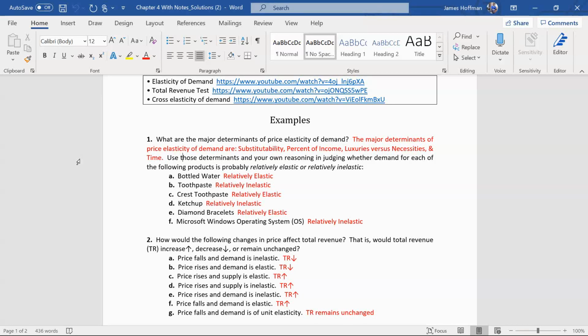Okay, let's use these determinants in our own reasoning to try to figure out which of these goods are relatively elastic and which are relatively inelastic. Okay, so we talked about this one. Bottled water is relatively elastic because there's lots of other ways you can drink your water. There's lots of other bottled or canned beverages you can buy. So there are lots of substitutes for bottled water, so that's elastic.